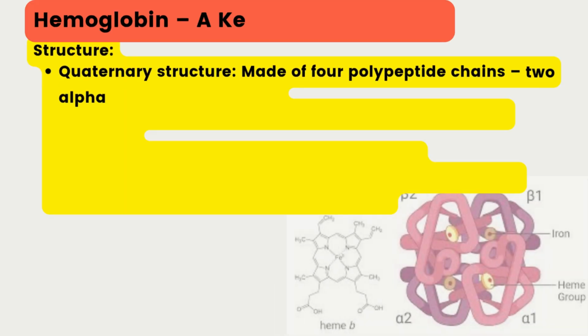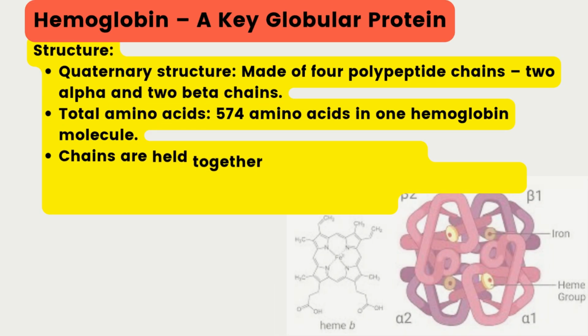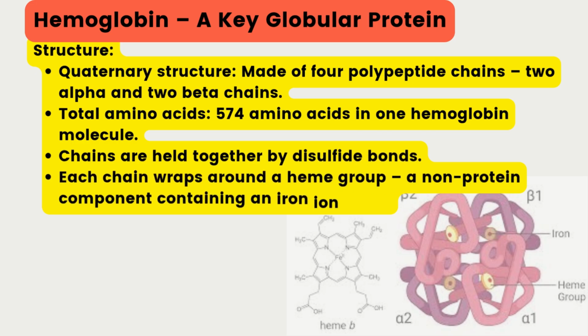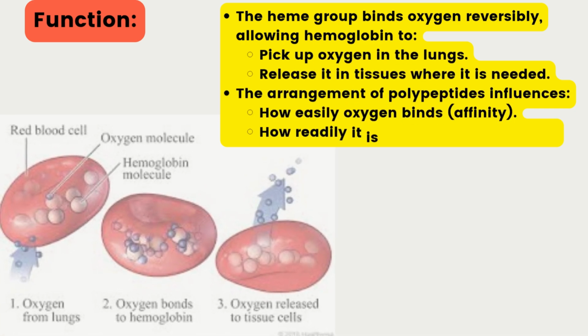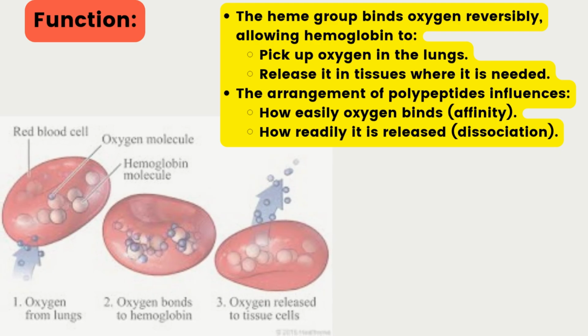Hemoglobin structure. Quaternary structure, made of 4 polypeptide chains, 2 alpha and 2 beta chains. Total amino acids, 574 amino acids in one hemoglobin molecule. Chains are held together by disulfide bonds. Each chain wraps around a heme group, a non-protein component containing an iron ion, Fe²⁺. The heme group binds oxygen reversibly, allowing hemoglobin to pick up oxygen in the lungs, release it in tissues where it is needed. The arrangement of polypeptides influences how easily oxygen binds, affinity, how readily it is released, dissociation.